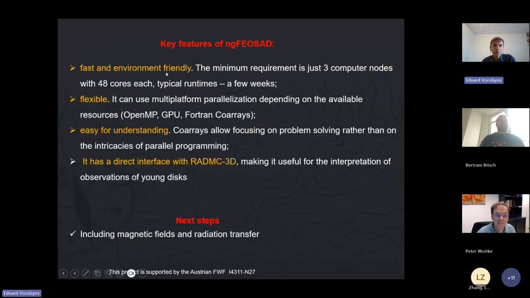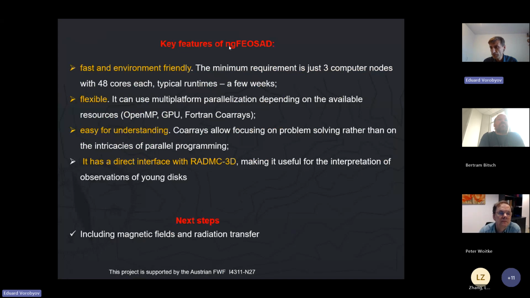So to conclude the talk, the key features of ngFEOSAD. I think there are many codes, not many, but there are a few codes that you can use to do similar things, and they may be even more advanced. But one particularly attractive feature of ngFEOSAD is that it's not really computationally expensive. So you just need a small institutional cluster. If you have 3 nodes with 48 cores, you can start running it. Usually for these fancy codes, you need tens, not hundreds of computer nodes.